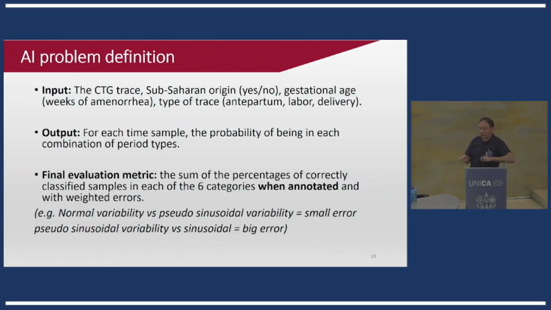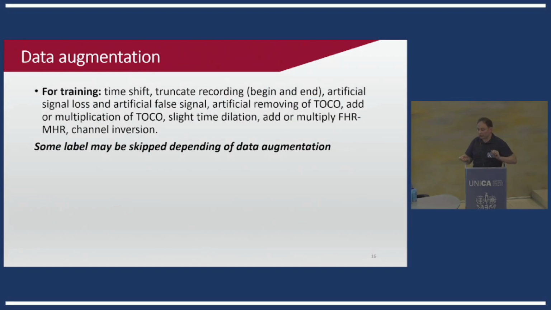And the final evaluation metric would be the percentage of well-annotated samples, but with weight on errors. For example, normal variability and pseudo-sinusoidal variability do not matter very much if you mistake between them. But between a pseudo-sinusoidal pattern and a sinusoidal pattern, this is a bigger error.